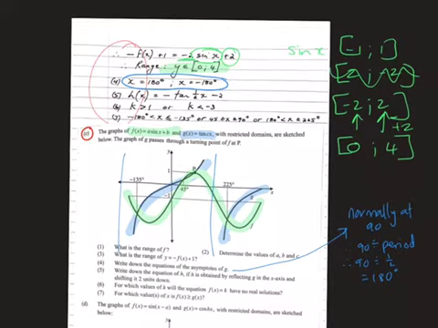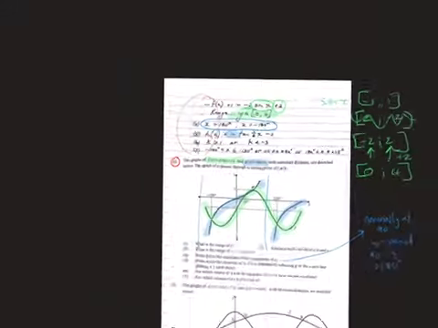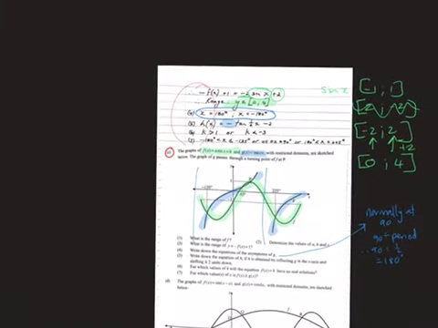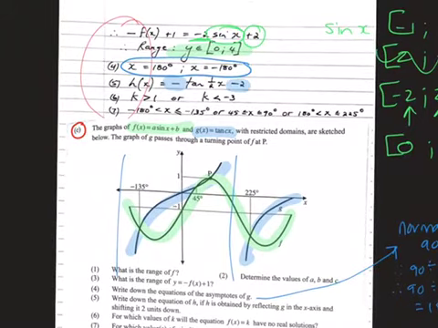Right, for number 5, write down the equation of h if h is obtained by reflecting g in the x-axis and shifting it 2 units down. So when we reflect a graph, we change the front of it to a negative, so right in front. So we've reflected it in the x-axis, and when we shift it down 2 units, we subtract 2 from it.